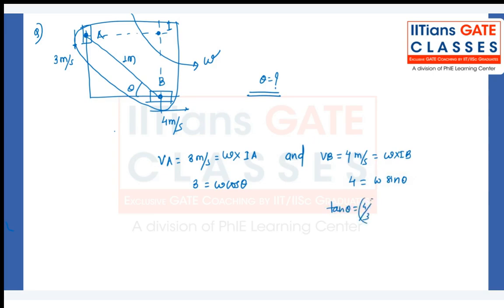This implies theta is equal to tan inverse of 4 by 3, which is 53.13 degrees. Okay, 53.13 degrees. So theta is 53.13 degrees.